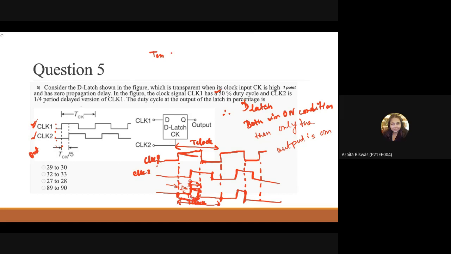So the on duration is T by 2 minus T by 5. Now here you can see this portion is T by 5, right? So minus T by 5, or T clock by 5. That is the on time, ma'am. So just simplify it and tell me the answer.